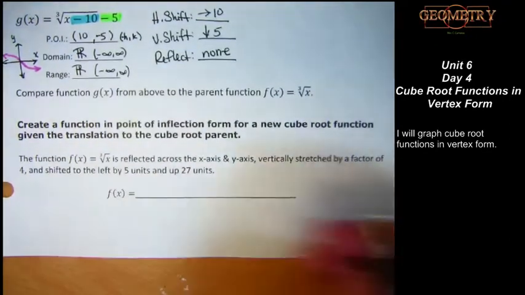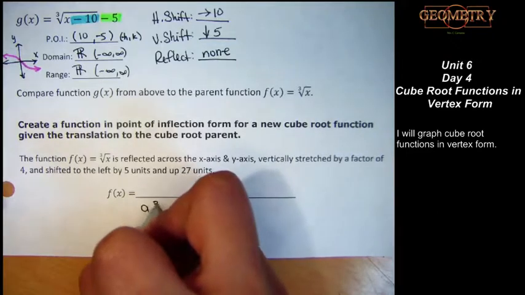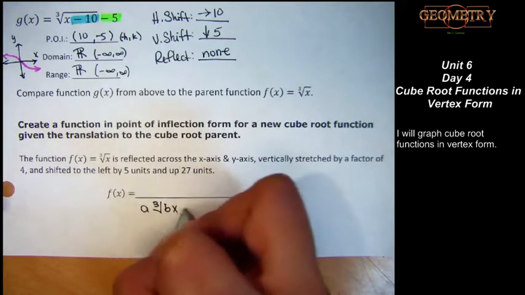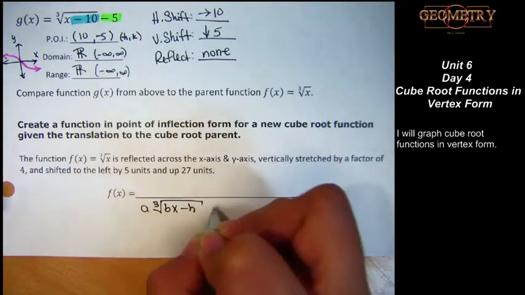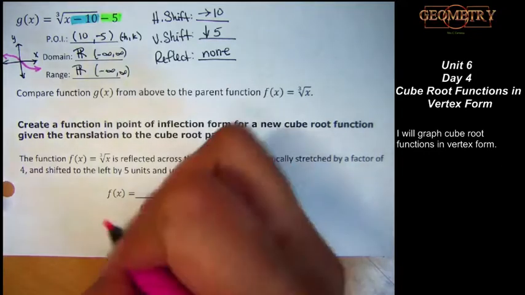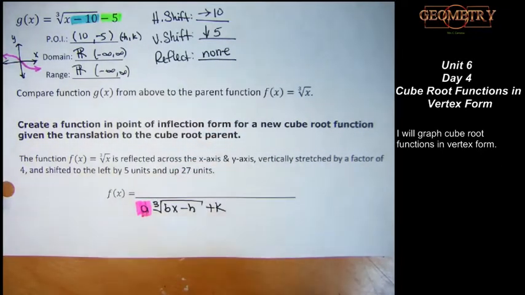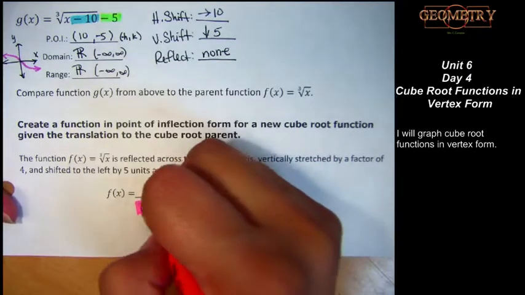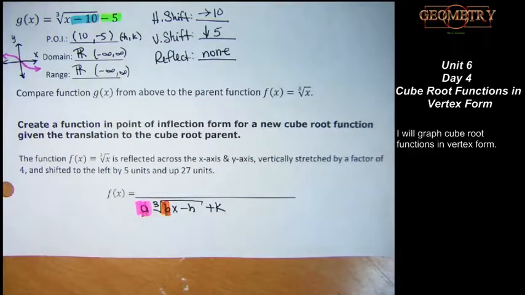So here's a description of some sort of transformation, and we're going to write the equation in vertex form, point of inflection form. Here's what that form looks like. We've written all this information up on top, but to recap, this is going to control some sort of reflect in X. It's going to control a vertical stretch or a vertical compress. This here is going to control some sort of reflect in the Y-axis. It's also going to control a horizontal stretch or a horizontal compress.